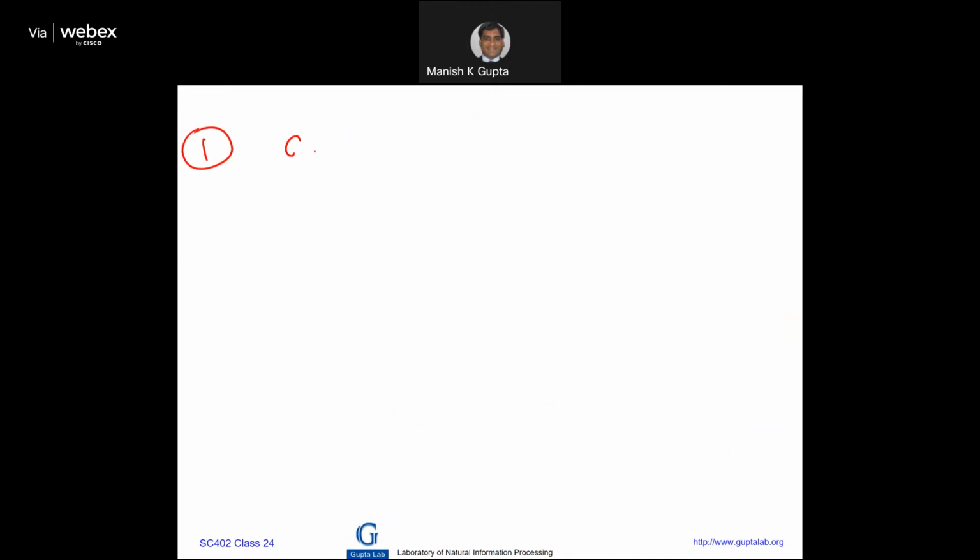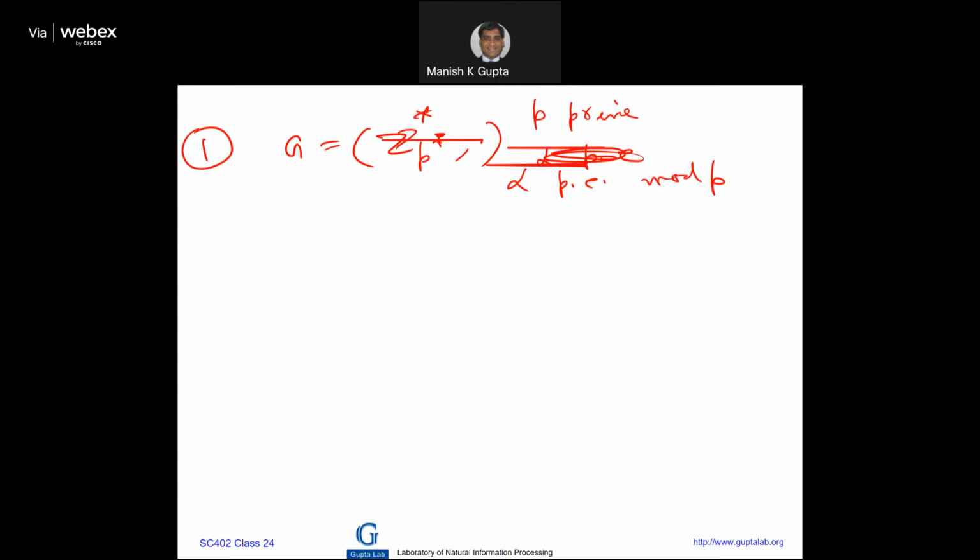Number one, G is Z_P star with multiplication, P is a prime, and alpha is a primitive element. So basically, the discrete log group that we study here, normally we have two pairs, G and alpha. Alpha is a primitive element mod P. So we take this group for discrete log.